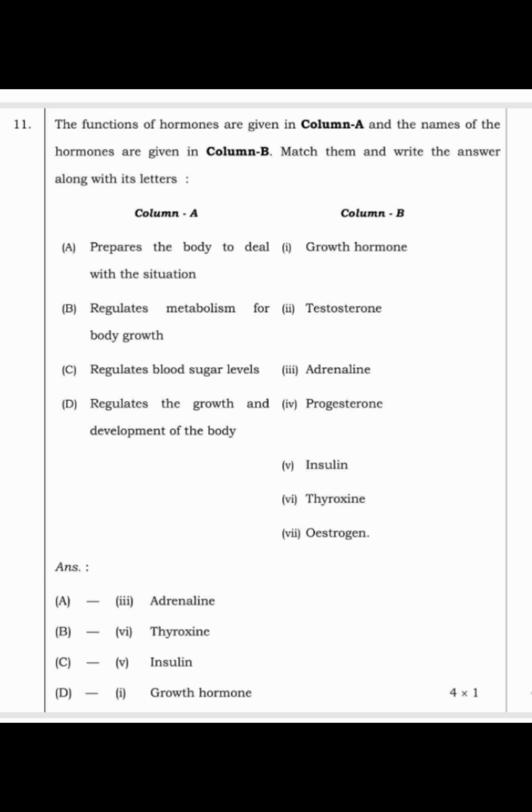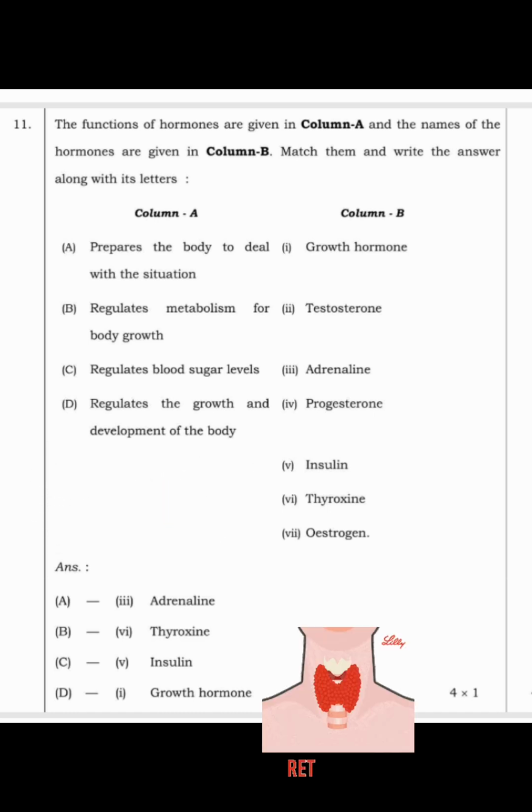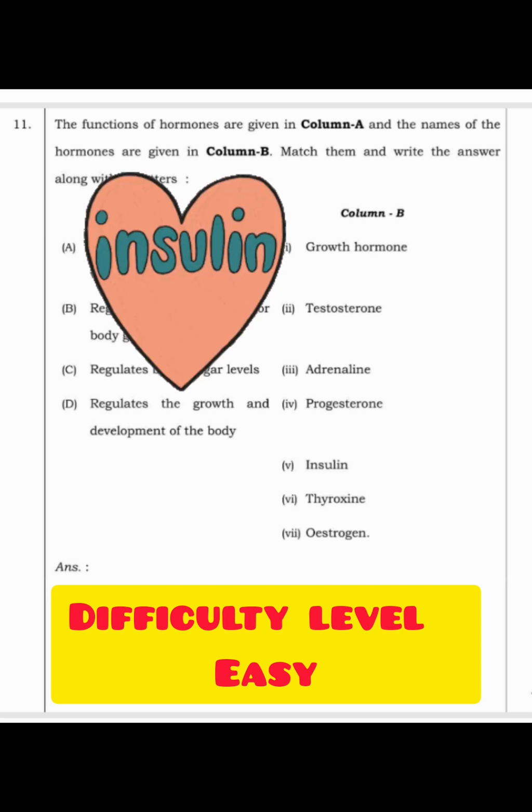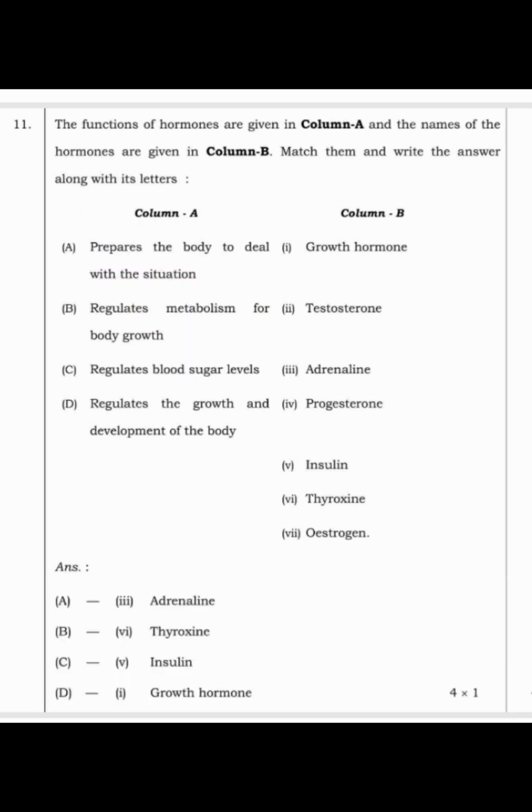Next question. The functions of hormones are given in column A and the names of the hormones are given in column B. Match them and write the answers along with their letters. A. Prepares the body to deal with the situation. For this the hormone is adrenaline. B. Regulates metabolism for body growth. Here the answer is thyroxine, that is the sixth one. C. Regulates blood sugar levels, that is insulin, 5. D. Regulates the growth and development of the body, that is growth hormone, number 1 in column B.